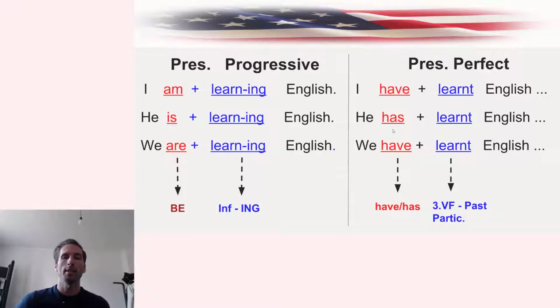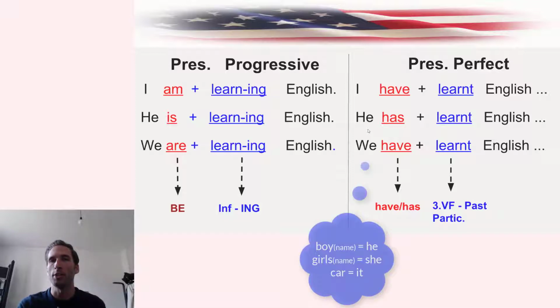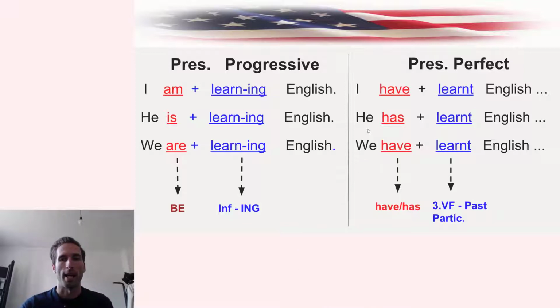Now, he has learned English, again, that's the he, she, it case, as we already had in present progressive. If we have a he, she, it, or anything that we could replace with he, she, it, that may be a boy's name, a girl's name, or a thing that could possibly be replaced with the word it, we have to use has. Nothing changing at that position right here.